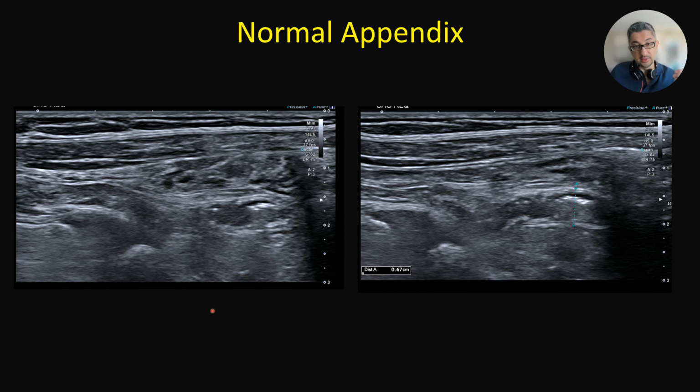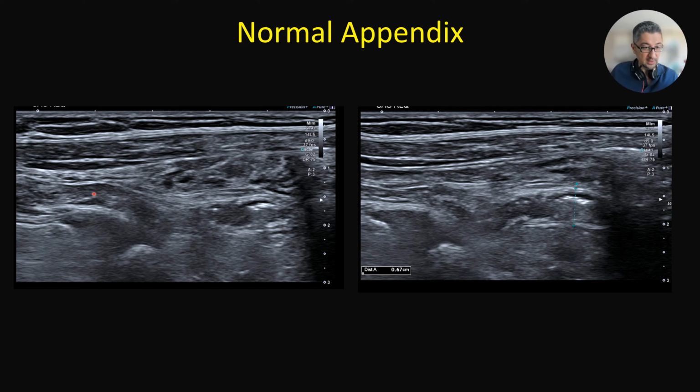Here is another normal appendix. You can see it. This is where the cecum is located. It's extending from the cecum. There's some gas with dirty acoustic shadow. And here is the lumen of the appendix. It's measuring up to 6.7 millimeters. So it is over normal limits.